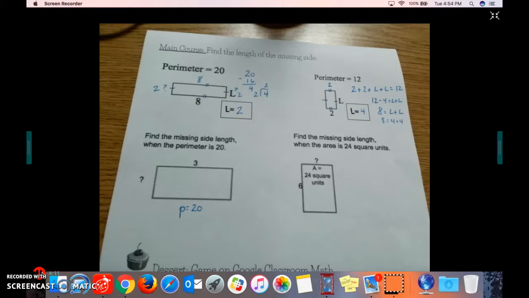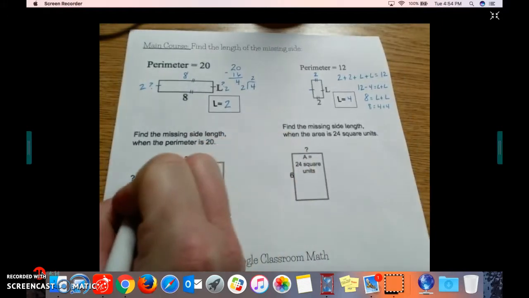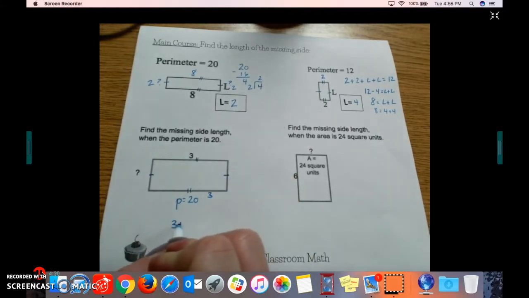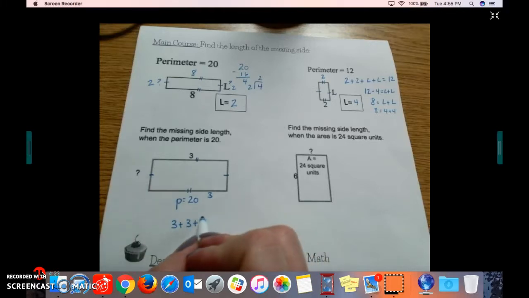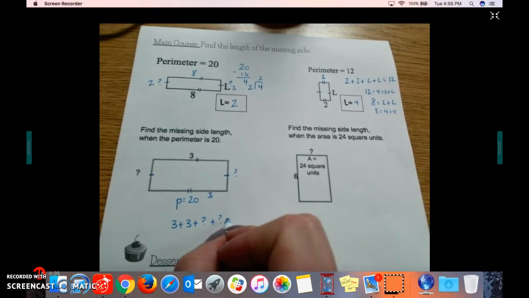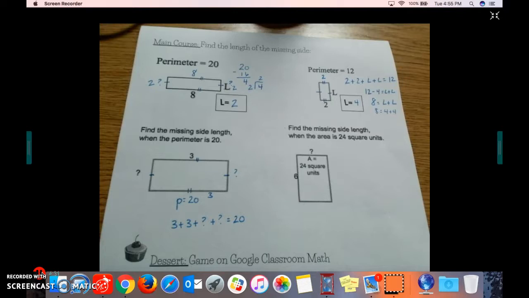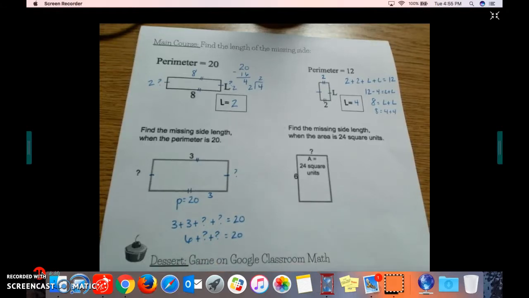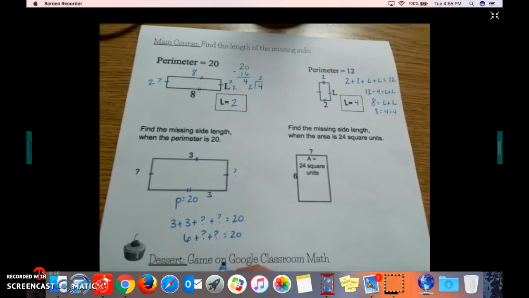So you should have written out your formula. These two sides are equivalent, and these two sides are equivalent. So I would have 3 plus 3 plus question mark plus question mark, because I don't know that side, equals a total of 20. Okay? So I know that 3 plus 3 is 6, plus question mark equals 20. Using algebra, so I'm trying to get those question marks on one side by themselves. So if I do 20 minus 6, 20 minus 6 is 14.